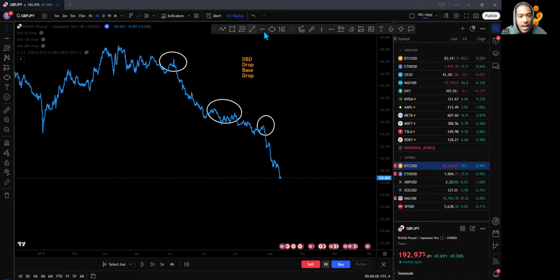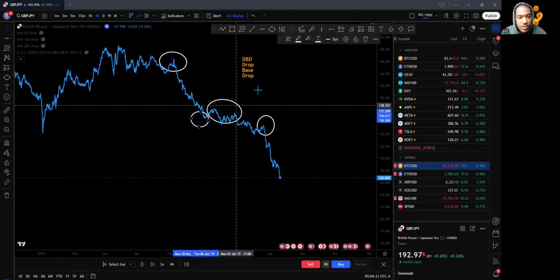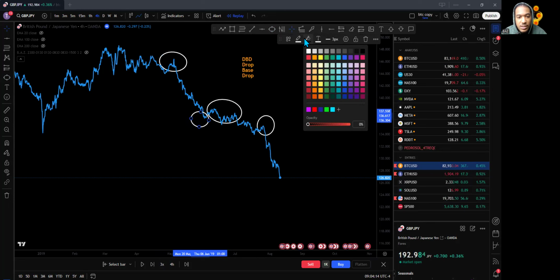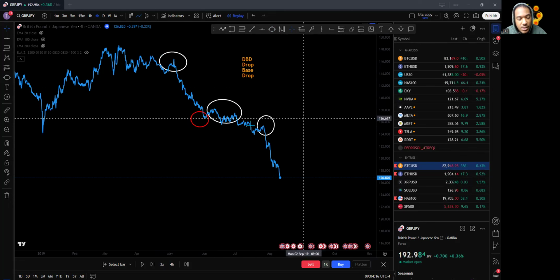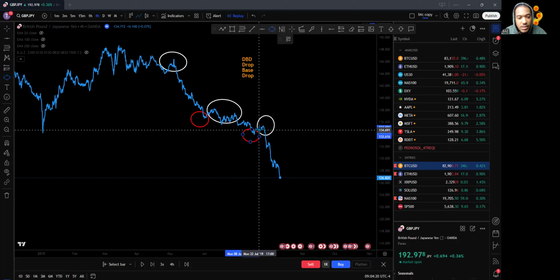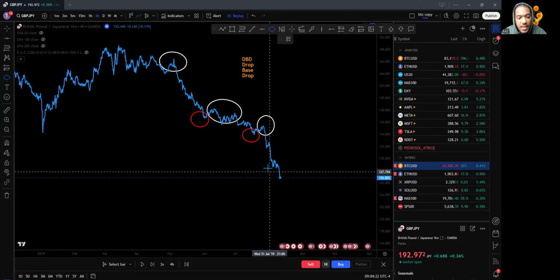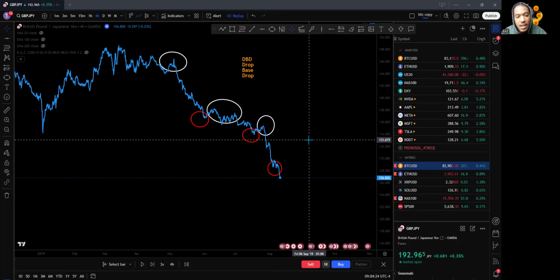So if those are my highs, let me switch up my colors here. This would be my low. That would be my low. That would be my low. And then this would be my low.